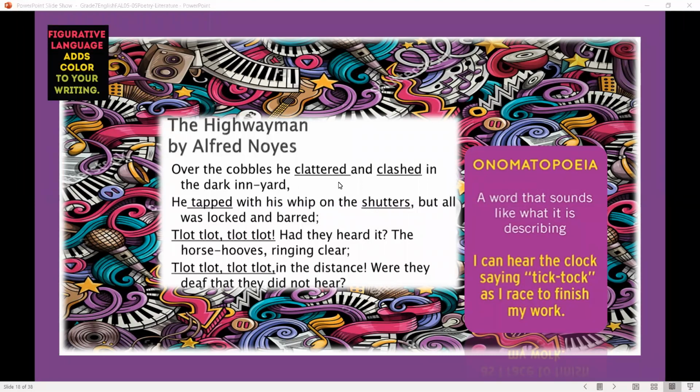So we can hear that the poem, what do you notice about the sound as well? It's different in the sense to clattered, clashed, shutters, and tapped. The clot, clot, clot, clot, what do you notice? It's repeated more than once. So it's a repetitive sound. So you can imagine it happening. Because when you hear a horse walk, do you just hear one hoof hitting the ground like clot? No, you hear four. Clot, clot, clot, clot. Do you notice that difference?